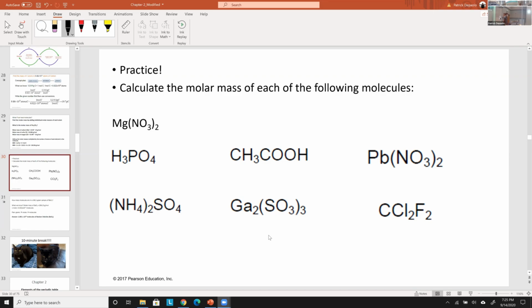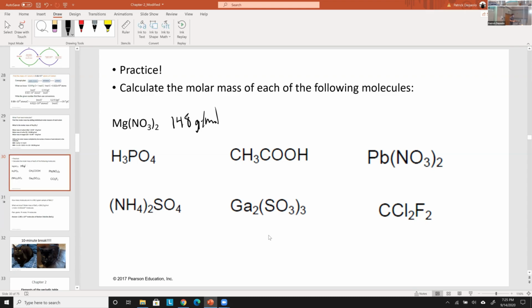Okay, so everyone should be coming back now. I guess we'll go right into it. So who can give me the answer for the first one? That's called magnesium nitrate for the molar mass. 148 sounds good to me. 148 grams per mole. It's approximate.